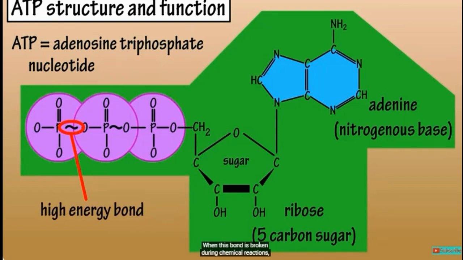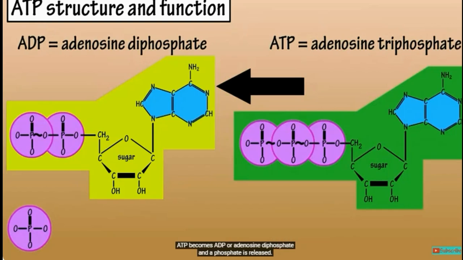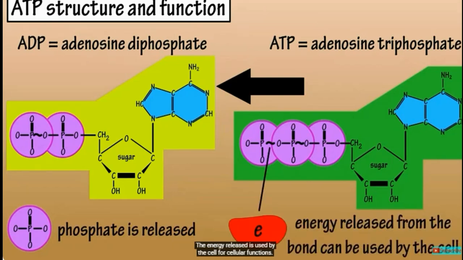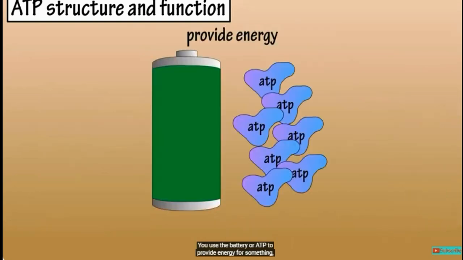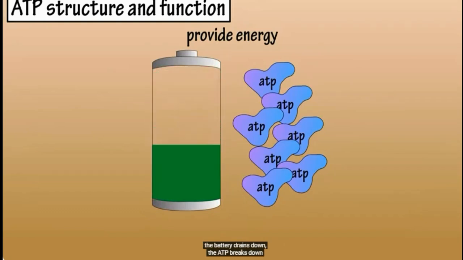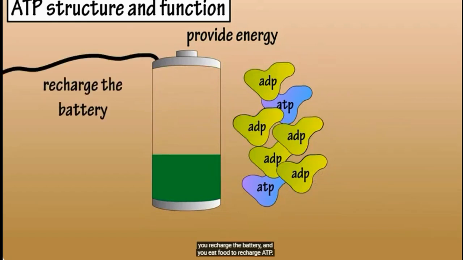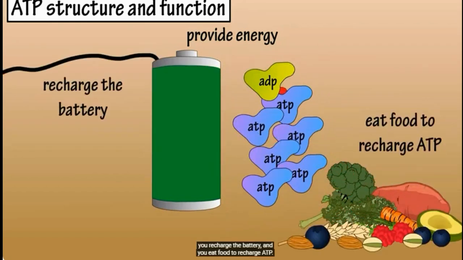When this bond is broken during chemical reactions, ATP becomes ADP, or adenosine diphosphate, and a phosphate is released. The energy released is used by the cell for cellular functions. The ADP and phosphate can, with the help of energy from food, be resynthesized into ATP, as you can see here in this illustration. So this process is similar to a rechargeable battery. You use the battery, or ATP, to provide energy for something. The battery drains down, the ATP breaks down, you recharge the battery, and you eat food to recharge ATP.